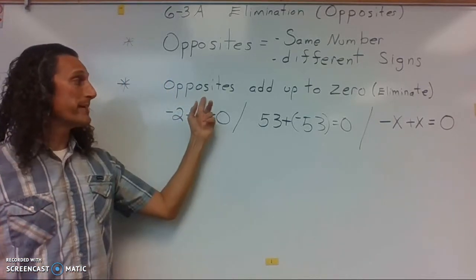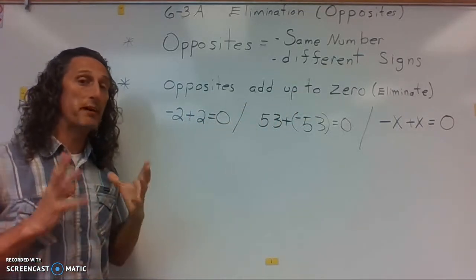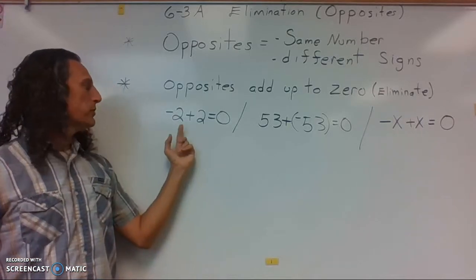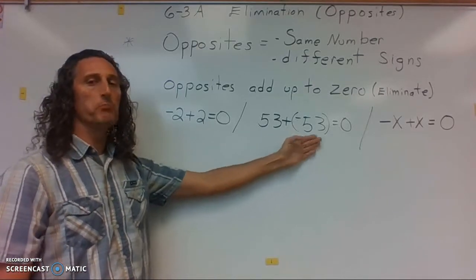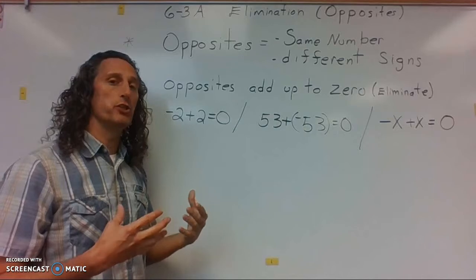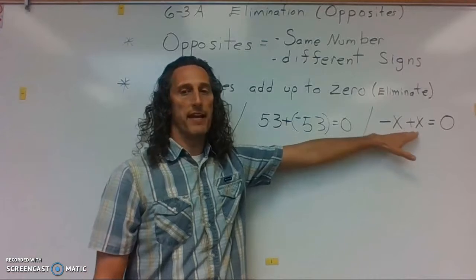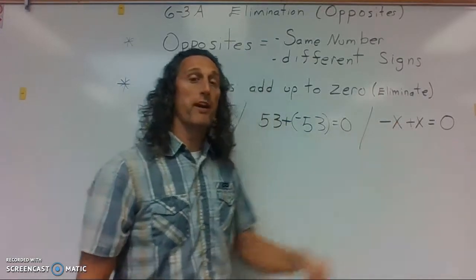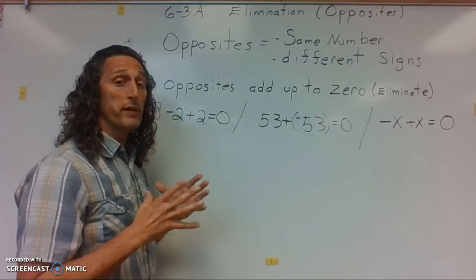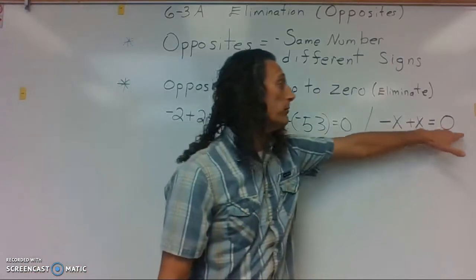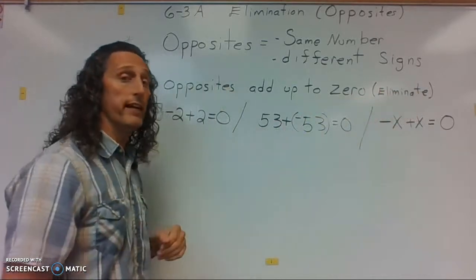We use opposites because they always add up to 0, right? Add, not times or subtract, but add. So negative 2 plus 2 equals 0. 53 plus a negative 53, 0. And it even extends to the alphabet. A negative x plus an x will equal a 0. And you see how I did not put 0x. It just means 0. Well, the reason we are doing that is this 0 allows us to eliminate, and that's what we're going to be doing in today's lesson.